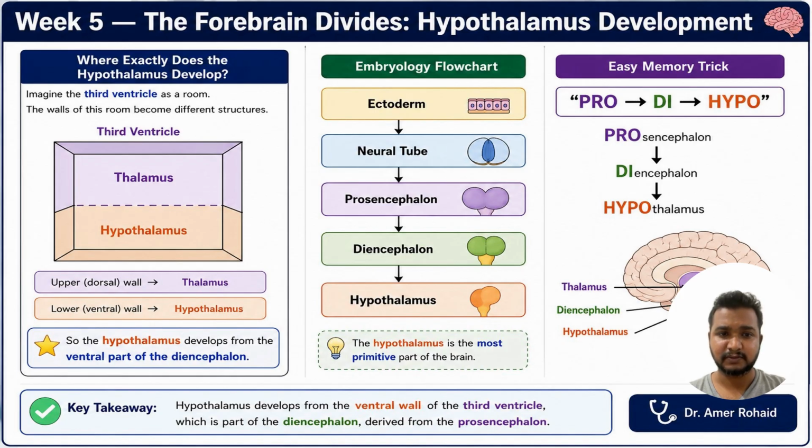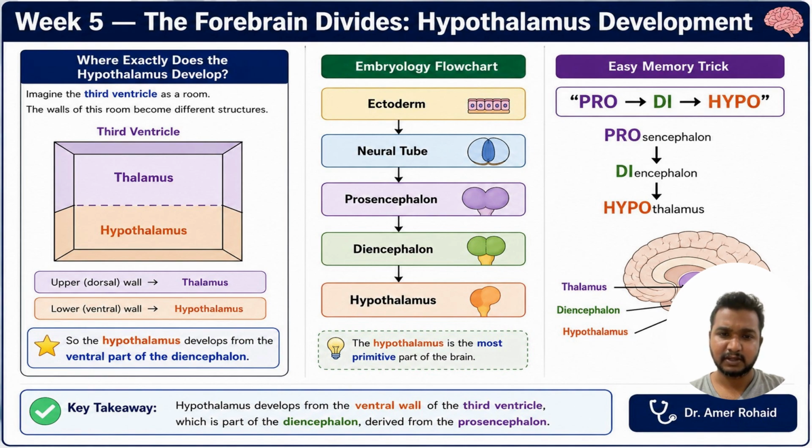Now, let's answer another very common examination question. Exactly where does the hypothalamus develop within the diencephalon? To understand this, imagine the third ventricle as a room. The upper wall of this room develops into the thalamus. The lower or ventral wall develops into the hypothalamus. So remember this simple relationship. Upper wall equals thalamus. Lower wall equals hypothalamus.